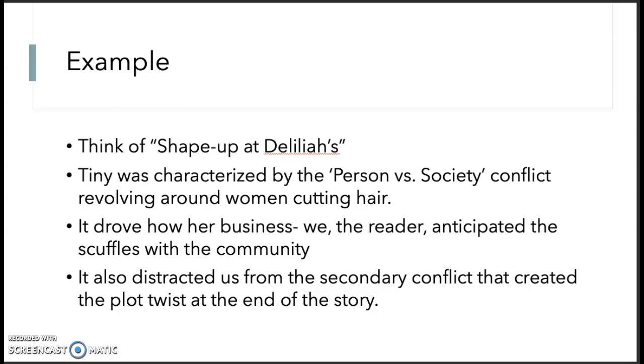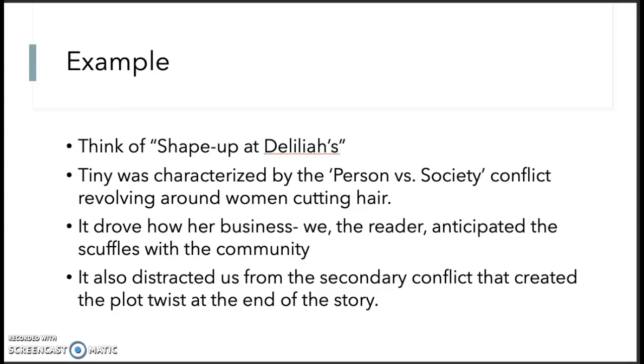And this conflict between the need for having someone cut hair, but the desire to have it not be a woman, really drove her business, how it grew, and we, the reader, anticipated the scuffles that she had with the community while trying to grow that business. And it also distracted us from the secondary conflict that created the plot twist at the end of the story.